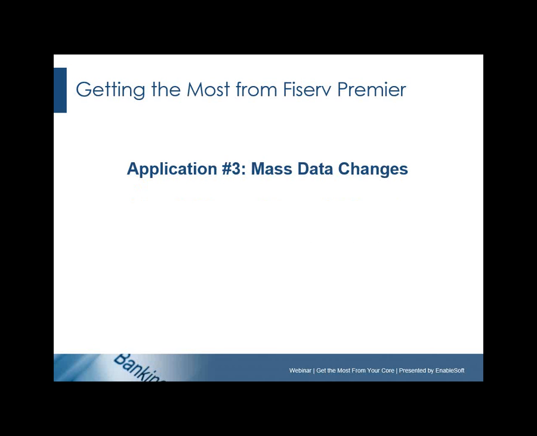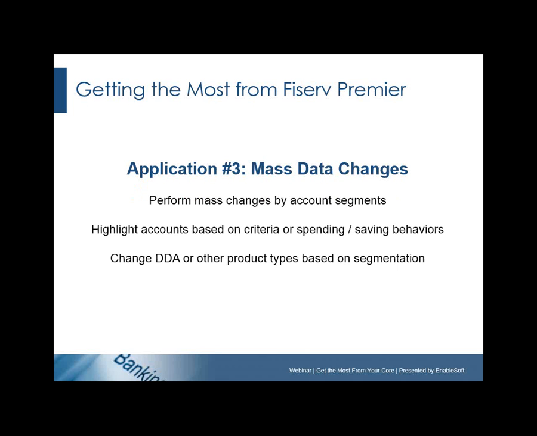And then the third application, that third way to get the most from Fiserv Premier, is by automating mass data changes. So mass data changes until now had to be made in sort of an all or nothing way. Today with digital employees, though, we can make specific changes to segments of our database automatically.